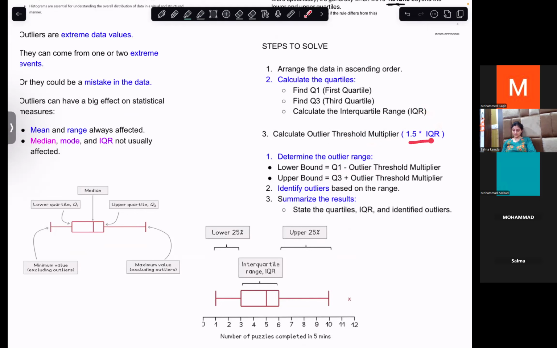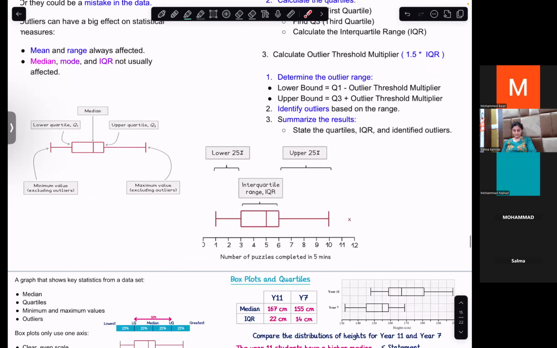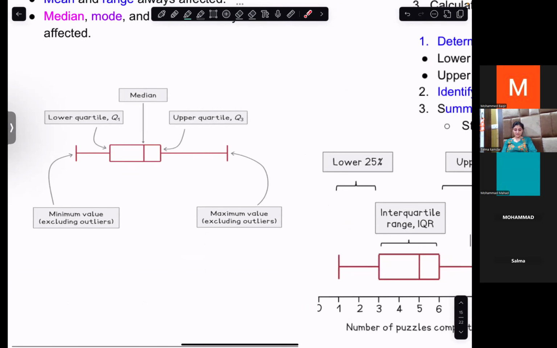Okay. And again, the outlier threshold multiplier is normally 1.5 times IQR, but some questions might also tell you what the outlier threshold multiplier is. So you have to add it to Q3 or subtract it from Q1, and you get your lower bound and upper bound, and you recognize your values above and below them to get your outliers. Okay. Can you explain this as well?